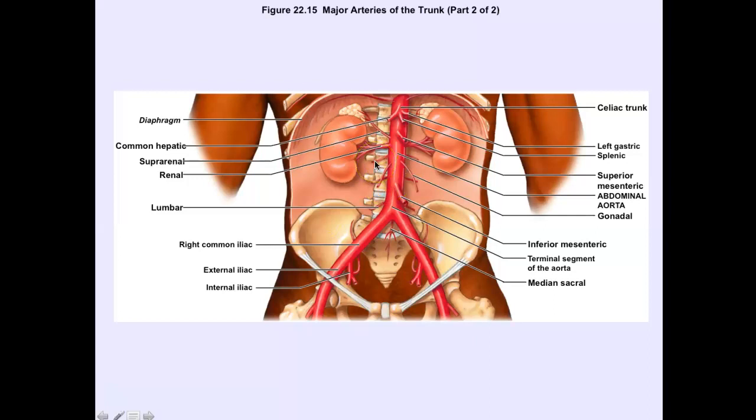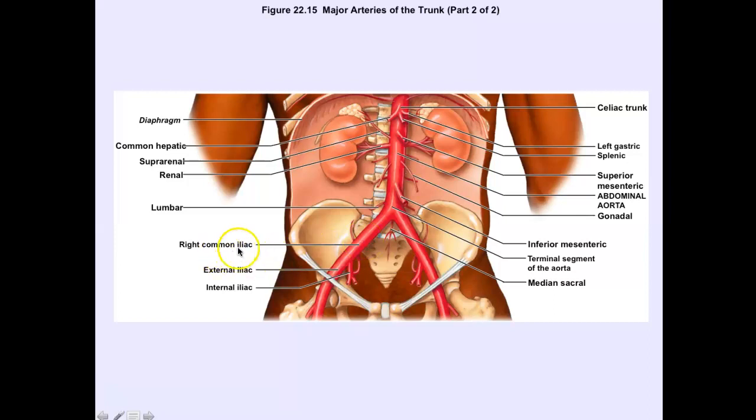And let's see. Then we have the middle sacral. There's only one of these guys. This one's going to supply the sacrum with blood. And then we have our common iliac. So at the very end, right? So we have the terminal segment of the aorta. This is the end. It's going to split left and right. So we have this region here at the initial split. This is called the common iliac artery.